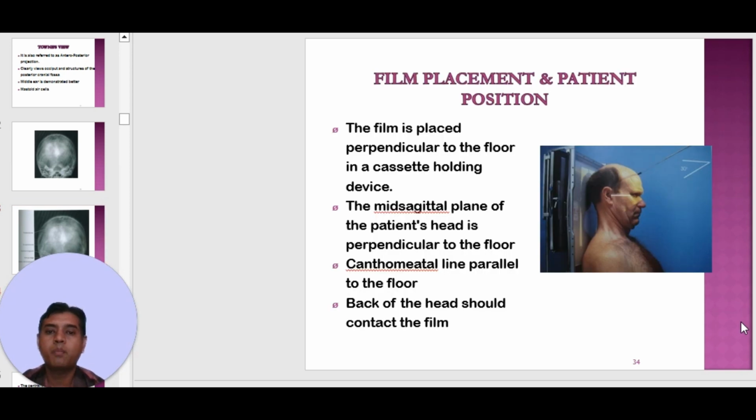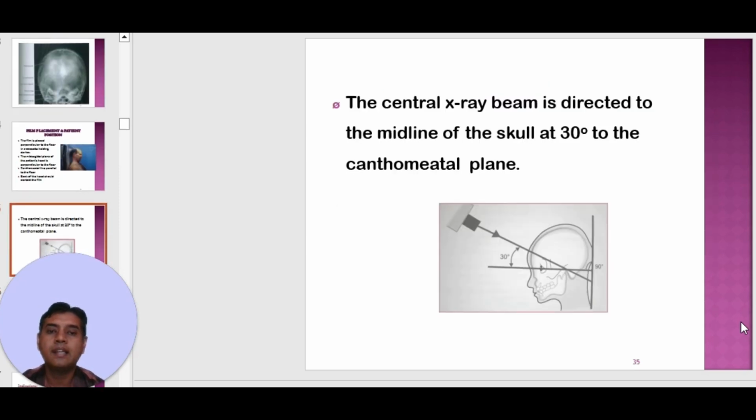The film is placed perpendicular to the floor in a cassette holding device. The mid-sagittal plane of the patient's head is perpendicular to the floor. The canthomeatal line is parallel to the floor, and the back of the head should contact the film. The central beam is directed to the midline of the skull at 30 degrees to the canthomeatal line.